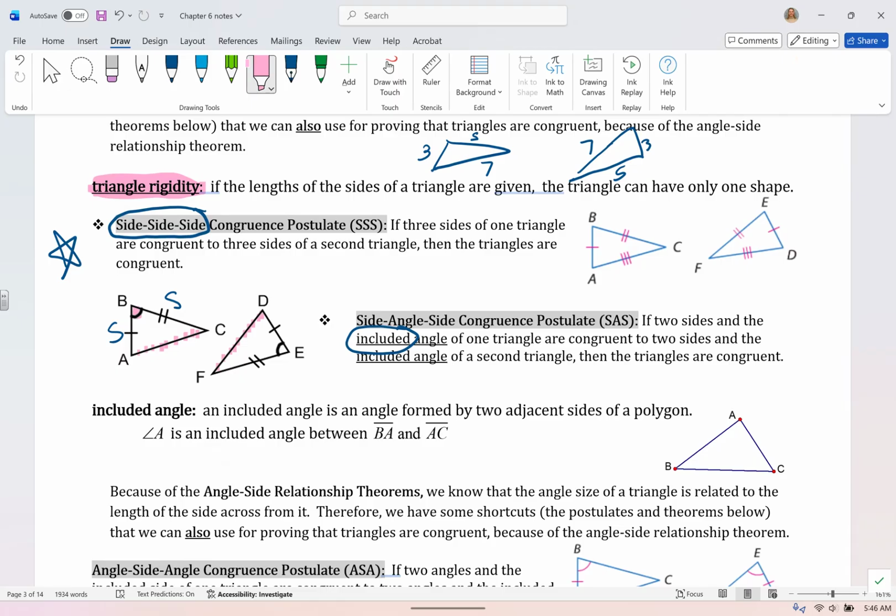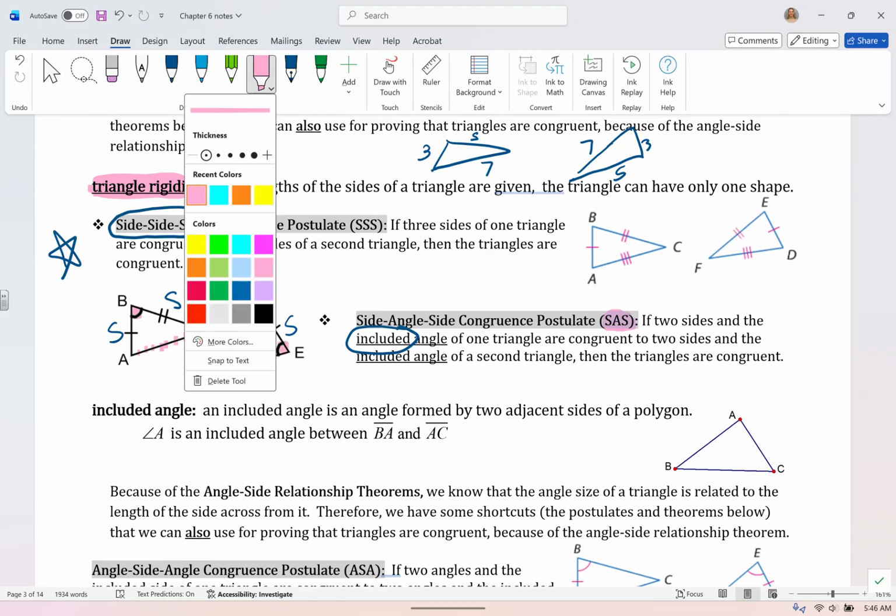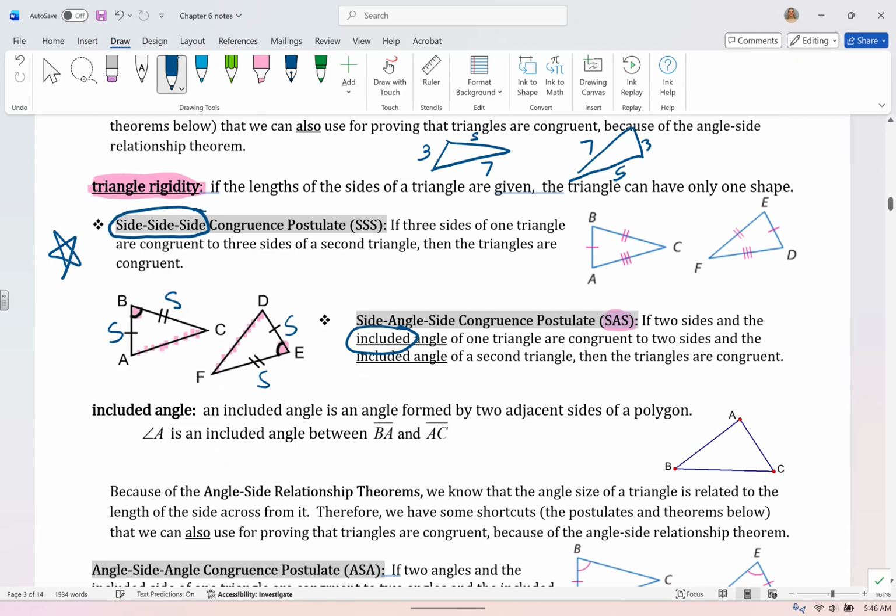So side, angle, side, two sides and the angle in between those two sides, is a very good proof as well, because the measure of the angle between those two sides tells you that the length of the side across from that angle will match that other side. So side, then an angle, then a side that match another triangle with the same dimensions. Let's see, here we go. Side, angle, side.